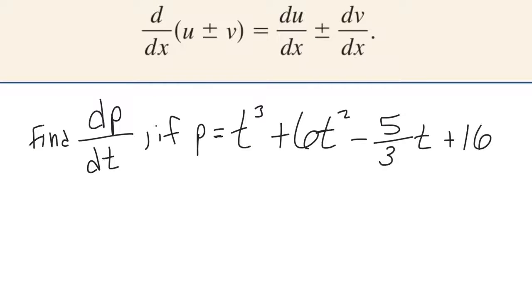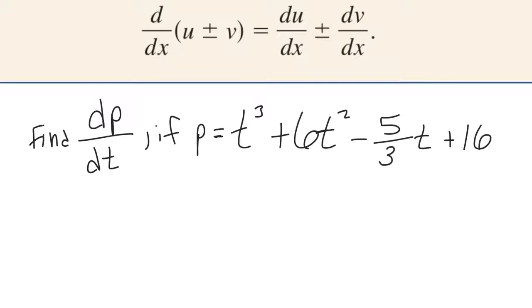Using rule 4, we're going to try and do this example. So let's find the derivative dp dt if this function p is equal to t to the 3rd plus 6t squared minus 5 over 3t plus 16. So let's go term by term and apply our other rules as needed.